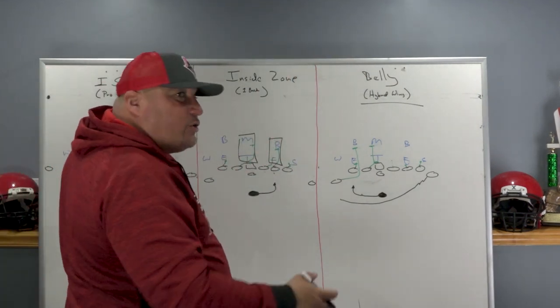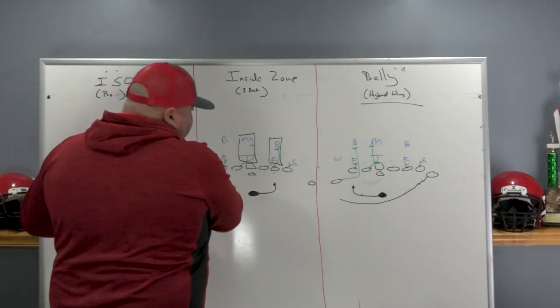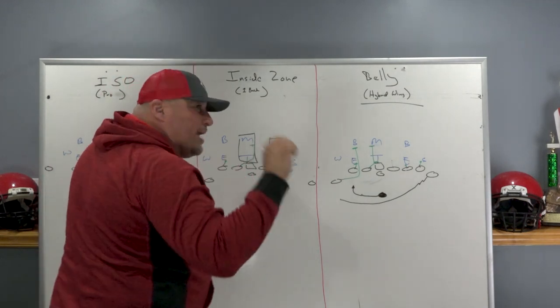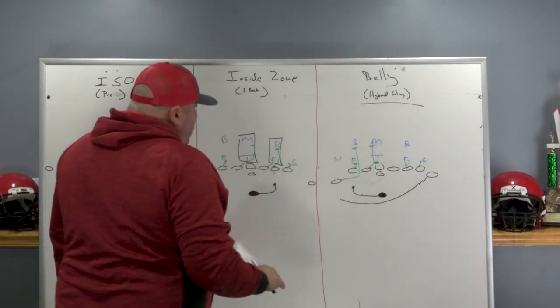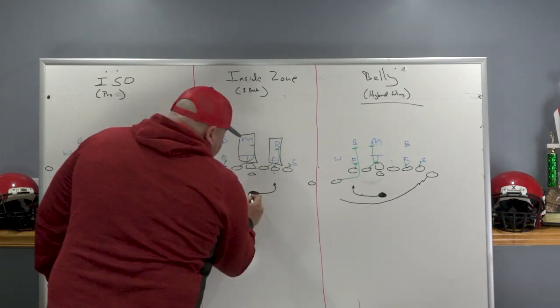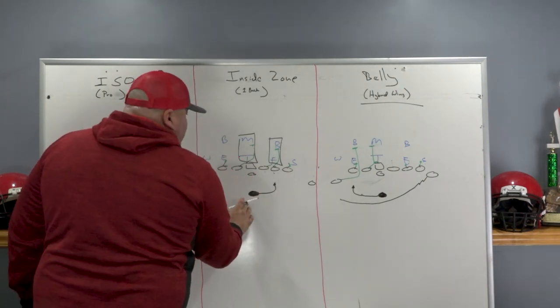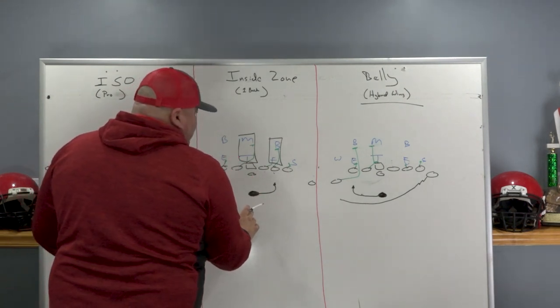Where on the isolation, we're trying to cut the defense off from the backside. On the zone play, we're trying to knock the defenders over the hole. We're trying to get some kind of vertical displacement. For the running back, it's a much different style of running play than the isolation play, like I said before.